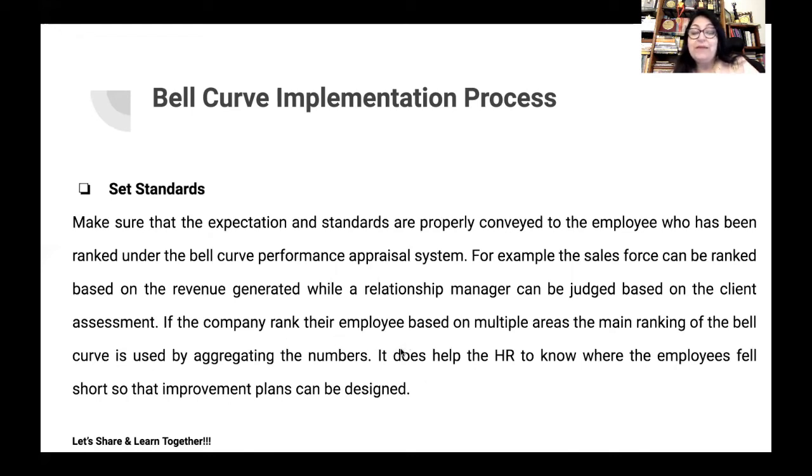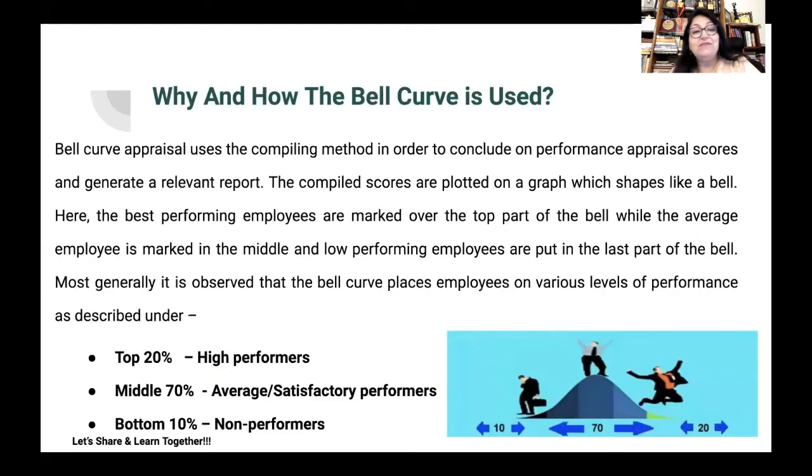Now, if the company ranks their employees based on multiple areas, then the main ranking of the bell curve is used by aggregating the numbers. It does help the HR to know where the employees fall short so that improvement plans can be accordingly designed. So, those are the three aspects to help any organization implement the bell curve system.